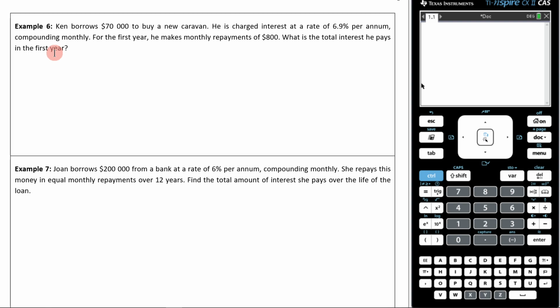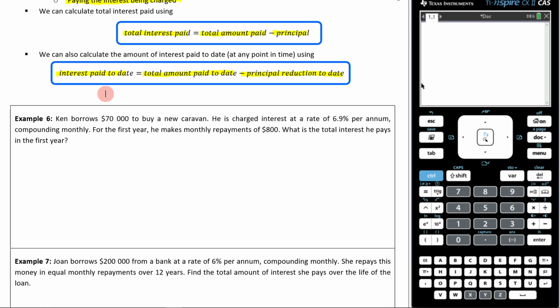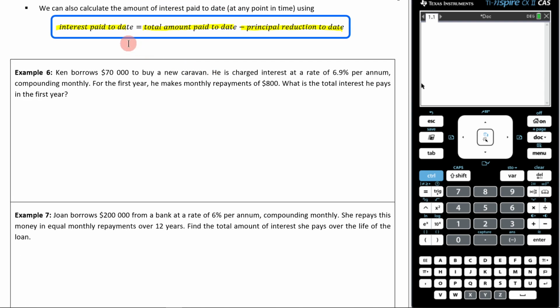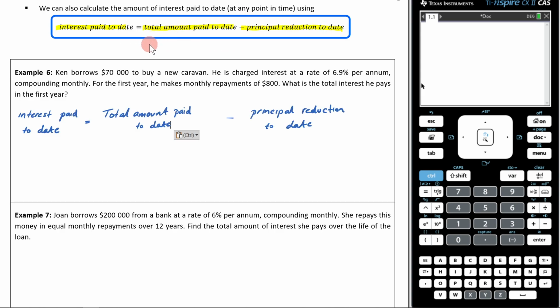So the first thing that we have to take note of is the fact that we're not after the total interest paid over the lifetime of the loan. Rather, we're just interested in the interest paid to date, because we're only dealing with the first year here. So what we're going to do is write down this formula here. Interest paid to date is equal to the total amount paid to date minus the principal reduction to date. Now we're going to find each of these.